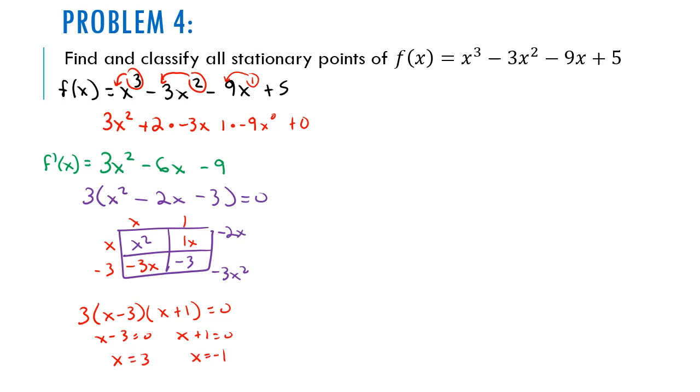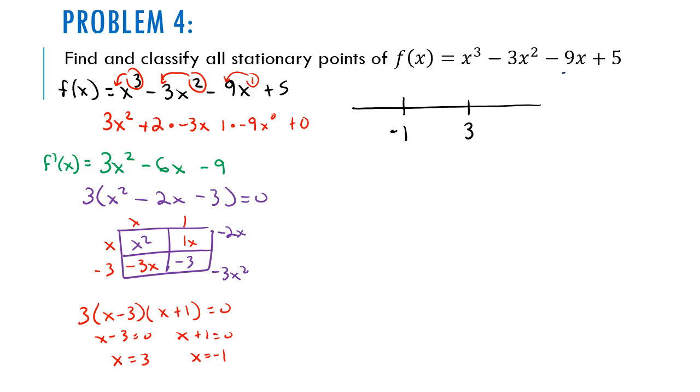Okay, so now I have my 2 stationary points to create my sign diagram. So I'm going to just put that over here. I have negative 1 and 3. Now, what I'm going to do is use my graphing calculator to figure out should I have plus signs or negative signs by graphing the derivative.